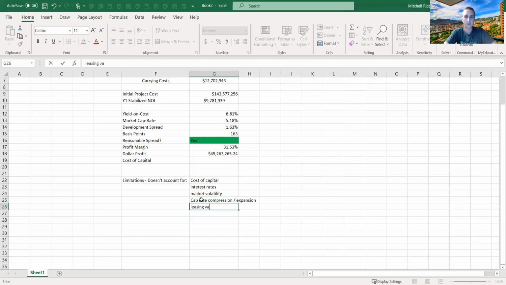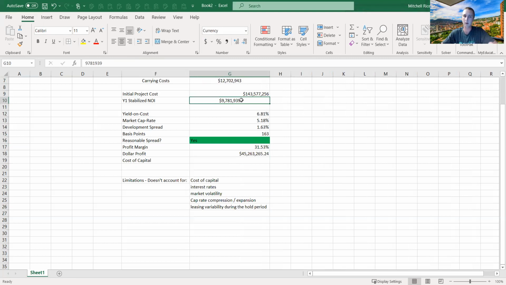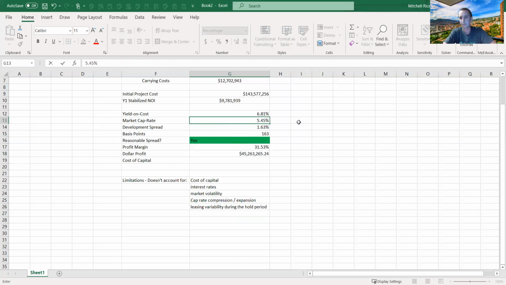And then it doesn't account for leasing variability during the hold period. So keep in mind, this NOI is a projection of what we think we can get once this thing is stabilized. But throughout those first 12 months of stabilizing, we don't actually know what's going to happen. These projections could change. We don't know what's going to happen to cap rates in the area, because if brokers come back and say, well, market cap rates for this asset are actually just under 5.5 instead of what we were projecting, can you see that automatically kills our deal? It's about a $7 million swing.